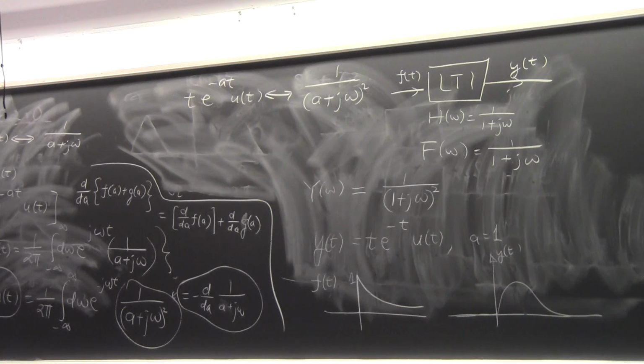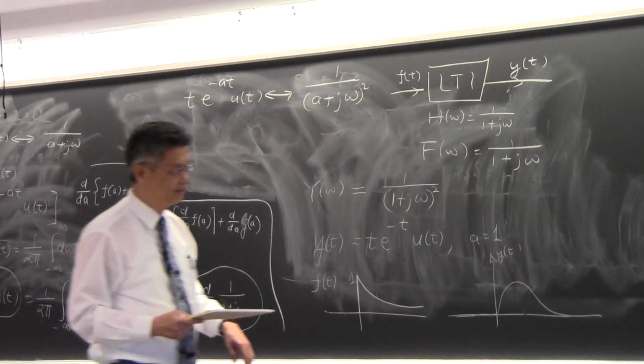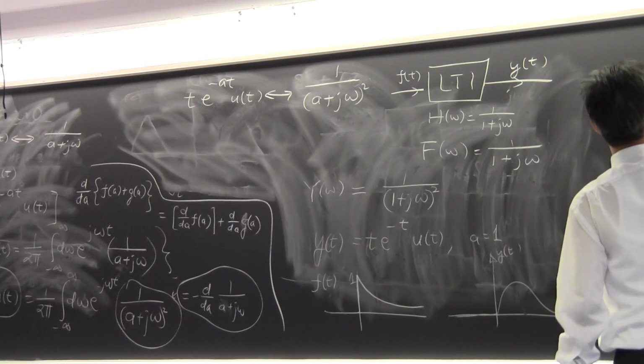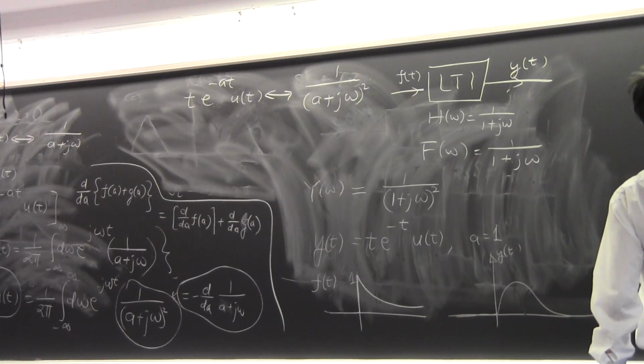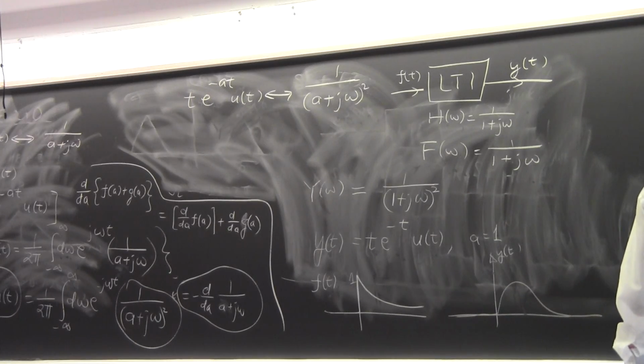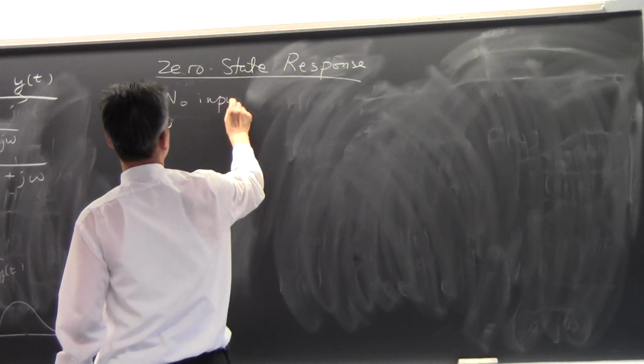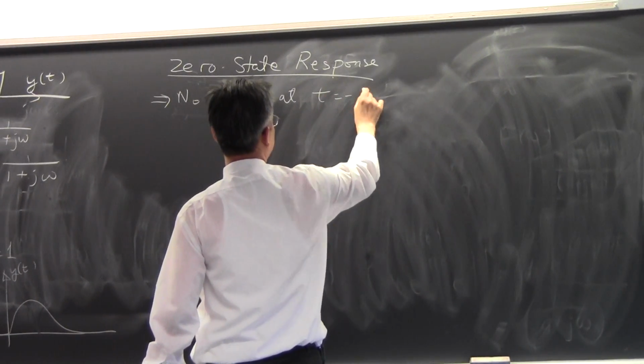Wonderful. So let's see. Let's do example 7.15 then. Oh, this is example 7.15. Let's do example 7.16. Then I'd like to introduce the concept of the zero state response. The concept of zero state response means no input at t equal to minus infinity.